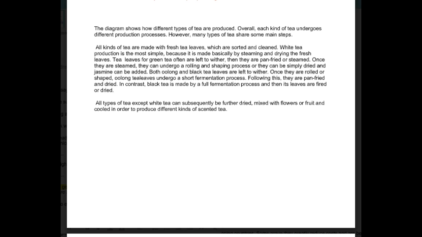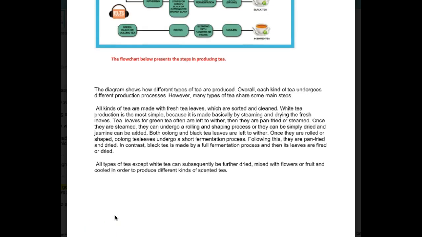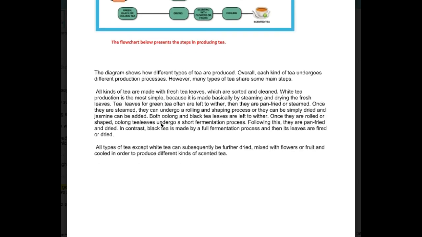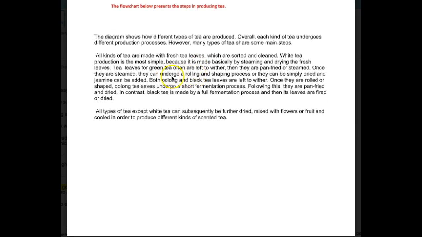White tea production is the most simple because it is made basically by steaming and drying the fresh leaves. Tea leaves for green tea often are left to wither. Often? I wouldn't have put often because that's not clear. We don't really have any indication of the frequency that this happens. So I'd have just said tea leaves for green tea are left to wither, then they are pan-fried or steamed.